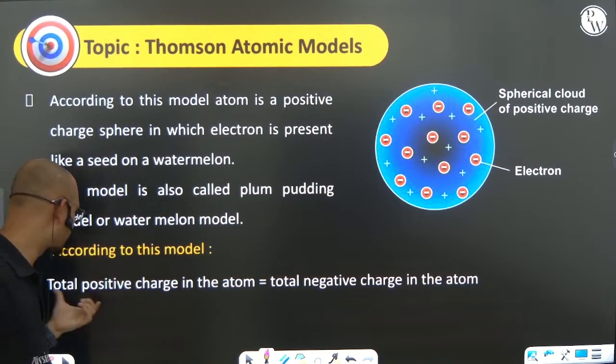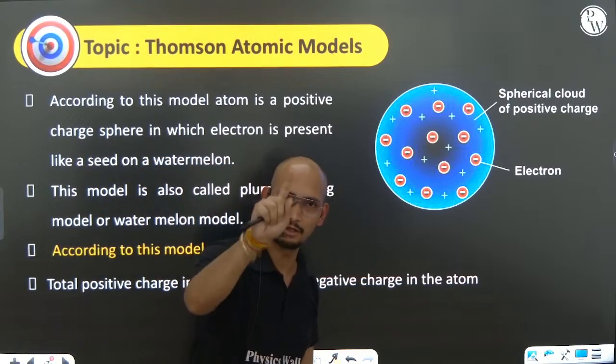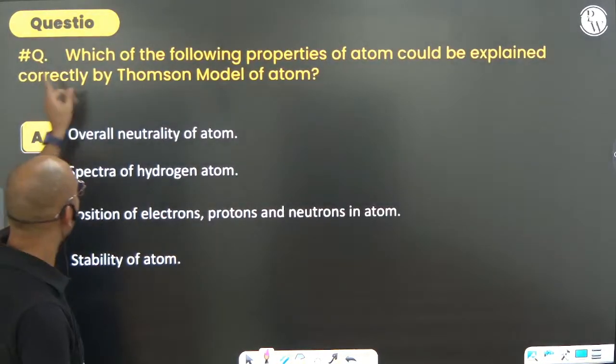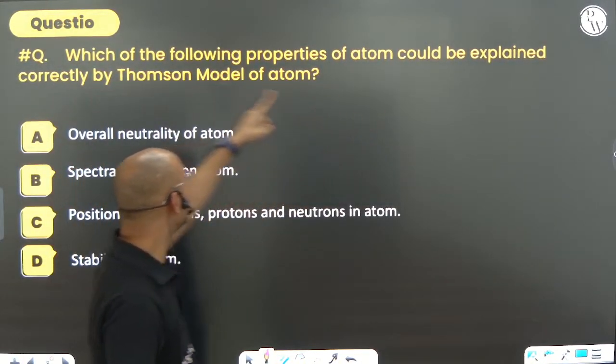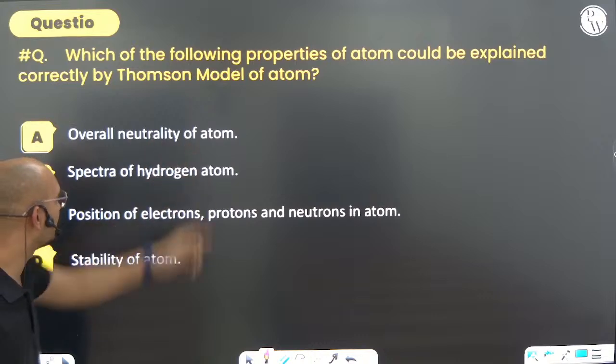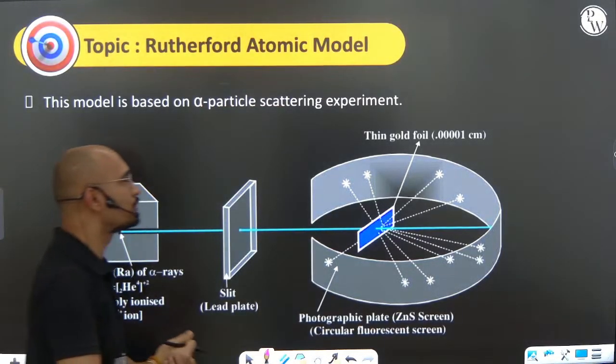Now, according to this model, the total positive charge in the atom is equal to the total negative charge in the atom. So it talks about the neutrality of the atom, and it could explain that. Which of the following properties of the atom could be explained correctly by Thomson's atom model? I hope you all have studied it: the overall neutrality of the atom. For sure, it's correct.